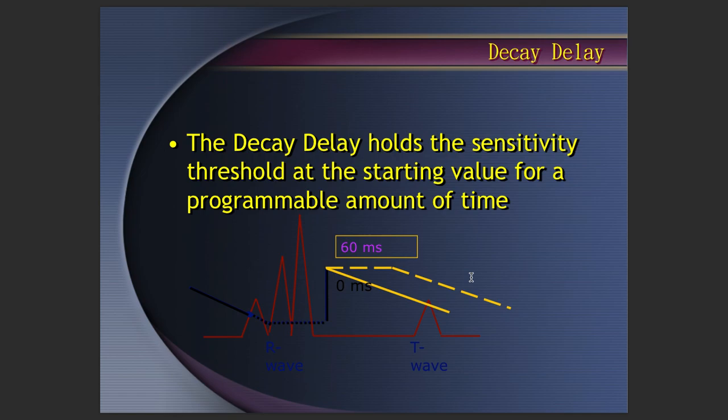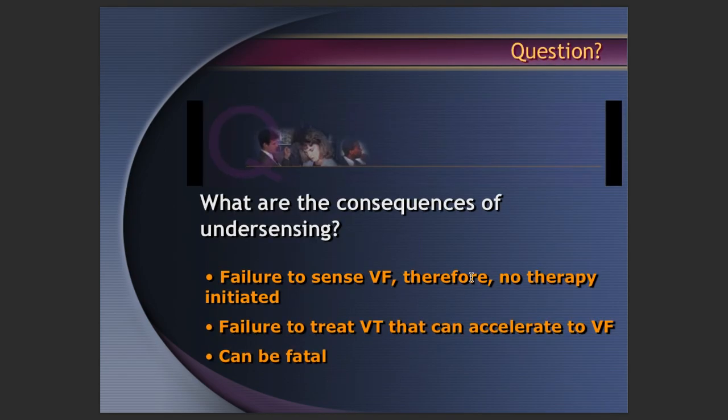So what is happening is the decay delay holds the sensitivity threshold at the starting value for a programmable amount of time. Okay? So one question comes: what are the consequences of undersensing? Can anyone answer that? So what are the consequences of undersensing? If we fail to treat the VT, that can accelerate to VF. Okay. So how to make it better?